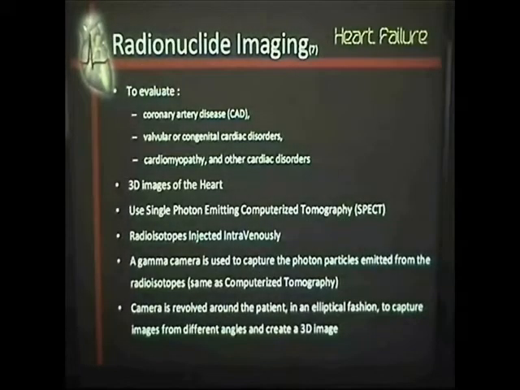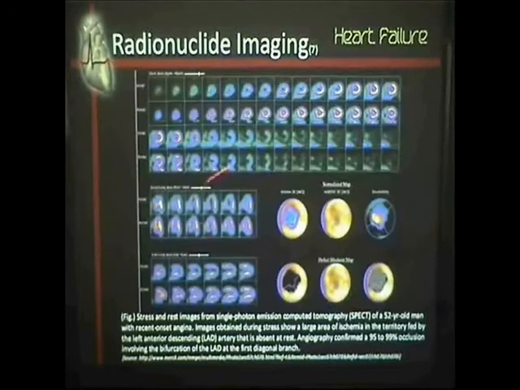Okay, the last physical test is radionuclide imaging. Under this test, there will be 3D images of the heart. A gamma camera is used to capture the photon particles which are emitted from the radioisotopes. So now let's see the sample of radionuclide imaging. Here you can see all the 3D images of heart very clearly.